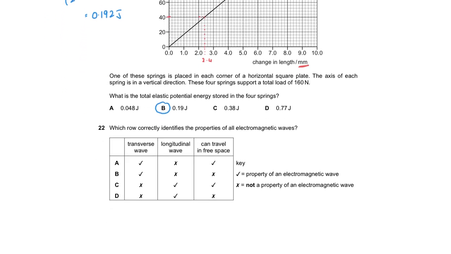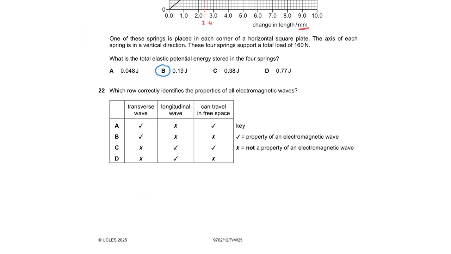Moving on to question number 22. Question 22 says which row correctly identifies the properties of all electromagnetic waves? So whether they are X-rays or infrared or UV, microwave, visible, doesn't make a difference. As far as the first property is concerned, they're all transverse waves. So it has to be either A or B. C and D get eliminated. They're not longitudinal. So once again, A or B. They can travel in free space, that is right, hence the answer is A.